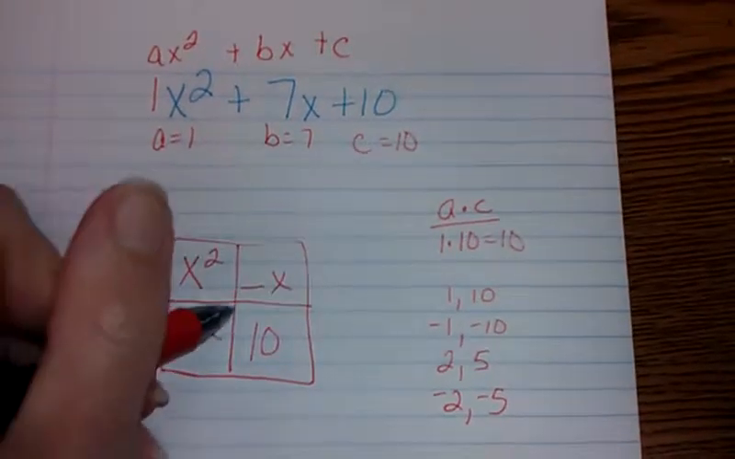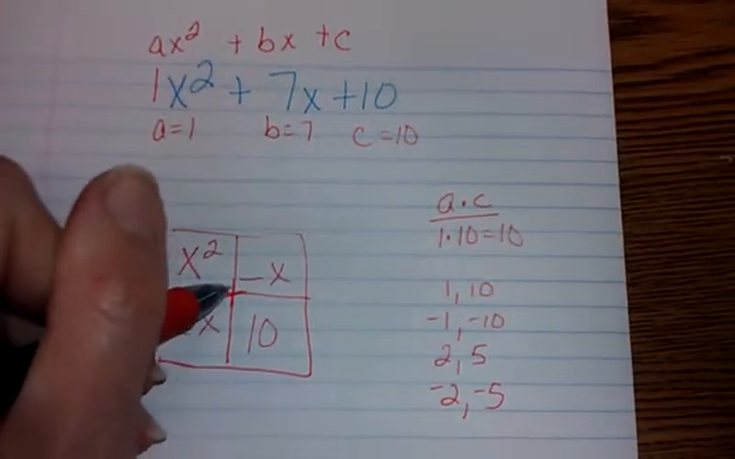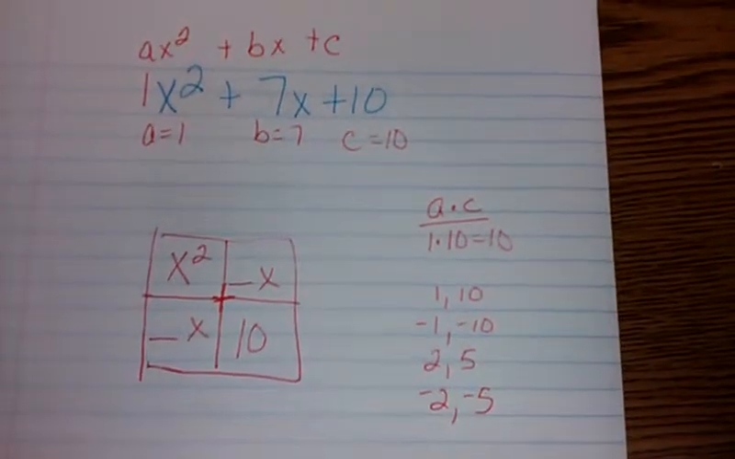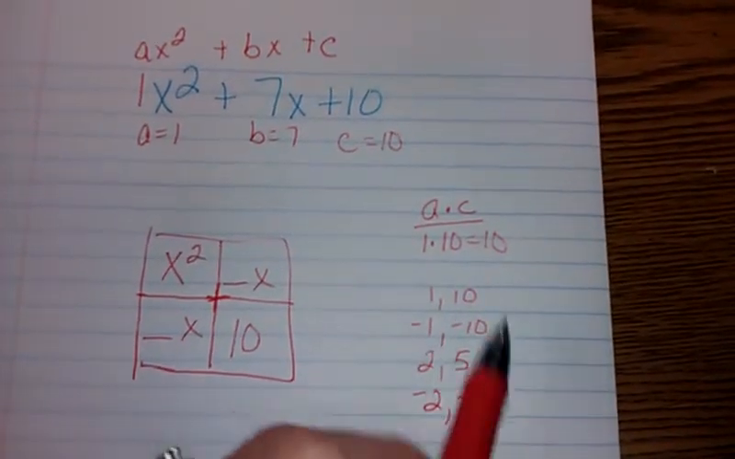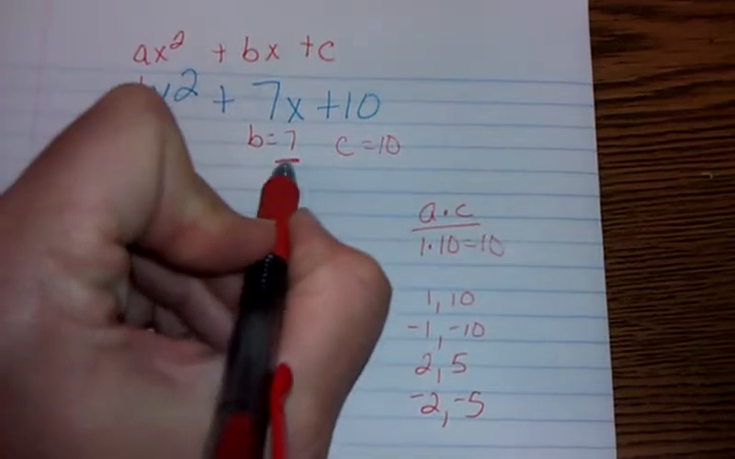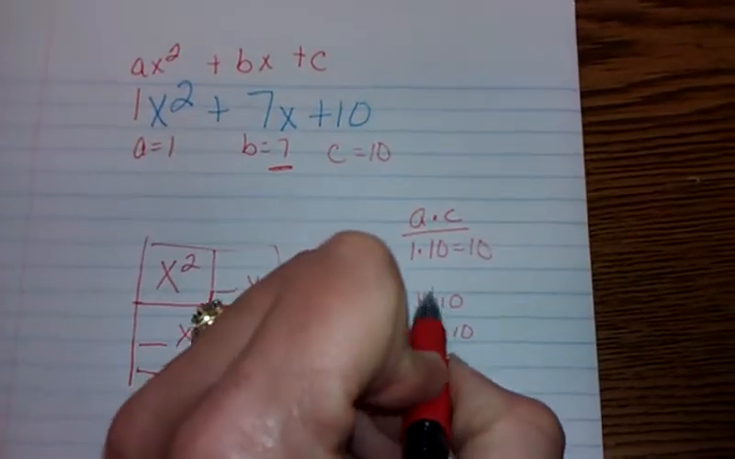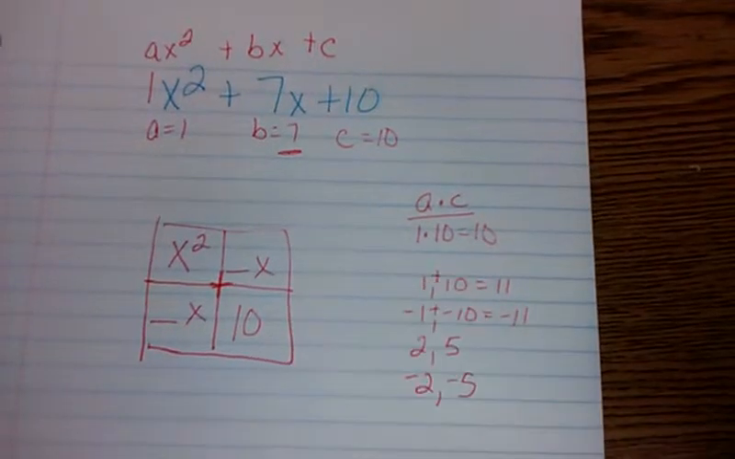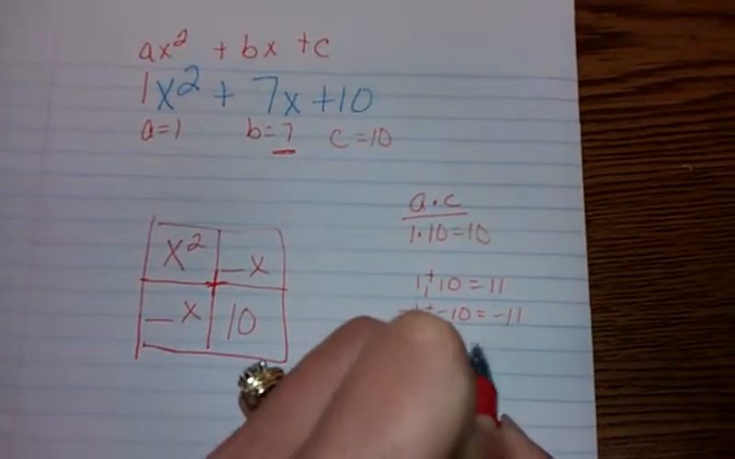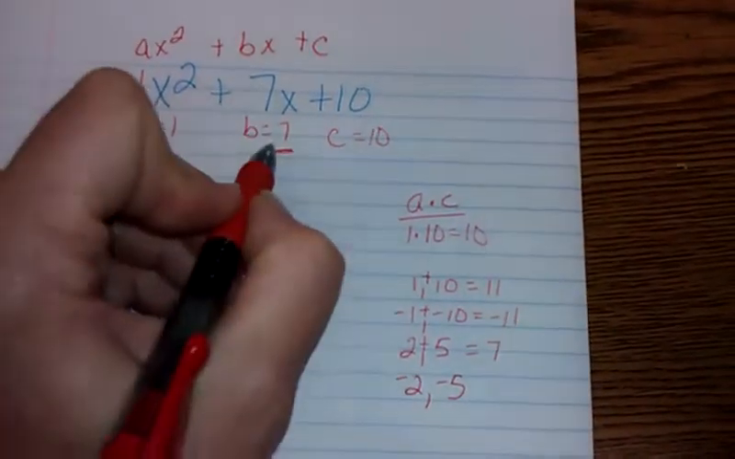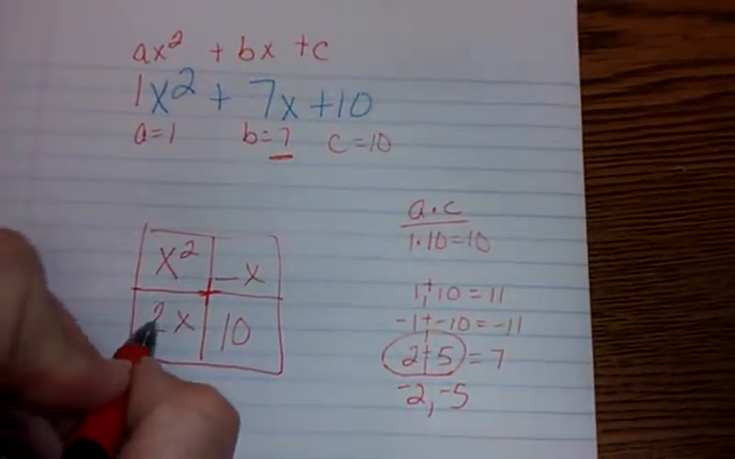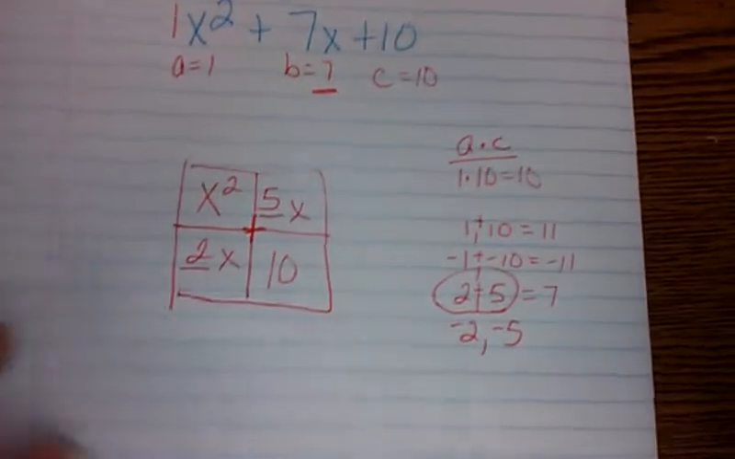Now, when we were multiplying these two boxes right here, you were adding them together. Well, now I'm going to take the factors and add them together. I want to find the factors that add together to give me my middle term, b. So when I add here, I get 11. I add here, I get negative 11. I add, I get 7. Well, that's exactly what I need. So there are my two terms. So I'm going to put a 2 and a 5 right here.